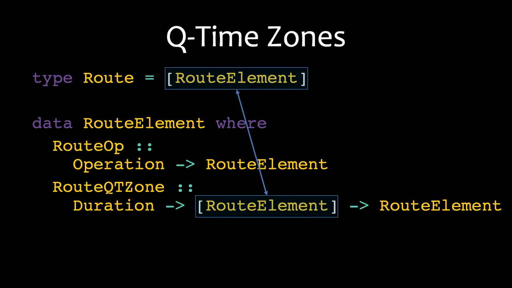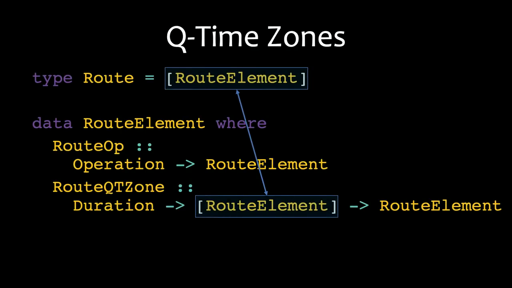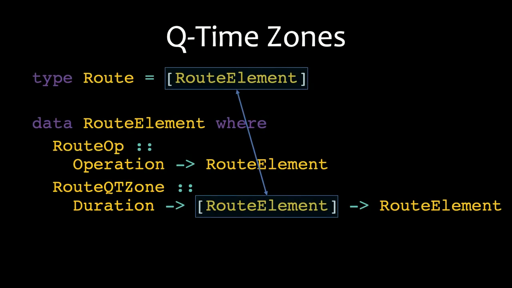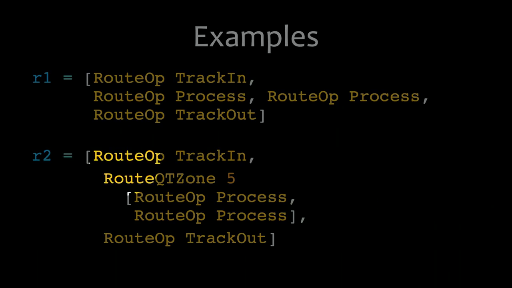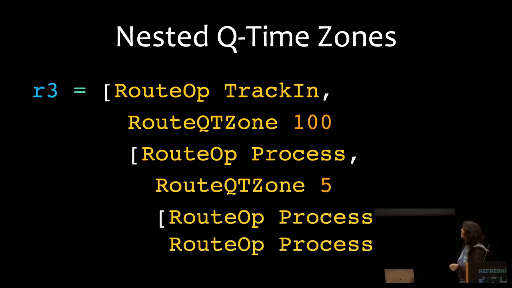So if we look at this here, what we then can do with this route element is plug in any route element, right? For example, we could plug in a route queue time zone, which is also a route element. So coming from this example here, where we have just a flat list that contains some route operations, a route queue time zone, and then a route operation, we could also stack them into each other. So a route queue time zone could again contain a route that contains a route queue time zone. You know, that's pretty cool.